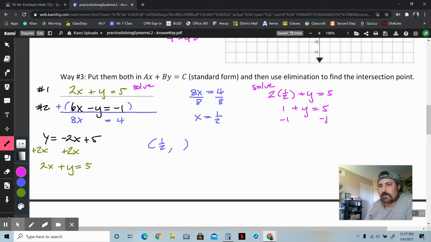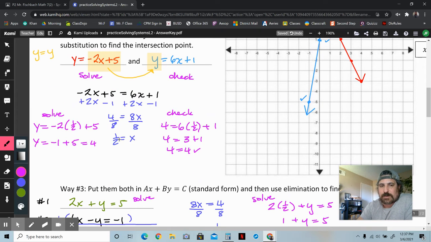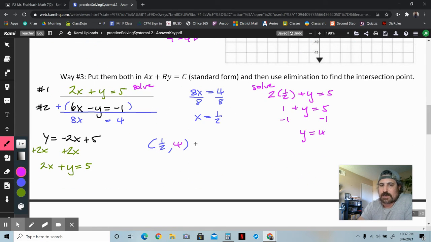You want to add 1 to both sides, and obviously y is equal to 4. Hence, we get our intersection point. So we already know this is the right one. We've seen it twice before that this is about right. We already have the solution checked here, so I don't need to check this one a second time.